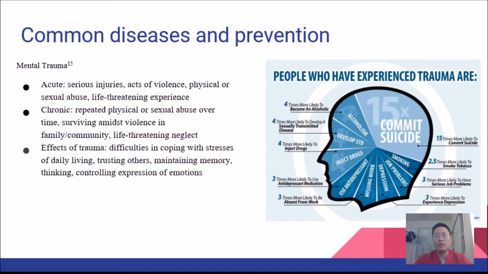can include difficulties in coping with the stress of daily living, difficulty in trusting others, difficulty in maintaining memory, in thinking, and in controlling expression of emotions. So mental trauma can put people at higher risk for many bad things. People who have experienced trauma are 4 times more likely to become an alcoholic, 4 times more likely to develop a sexually transmitted disease, 4 times more likely to inject drugs, 3 times more likely to use antidepressant medication, 3 times more likely to be absent from work, 15 times more likely to commit suicide, 2.5 times more likely to smoke tobacco, 3 times more likely to have serious job problems, and 3 times more likely to experience depression.